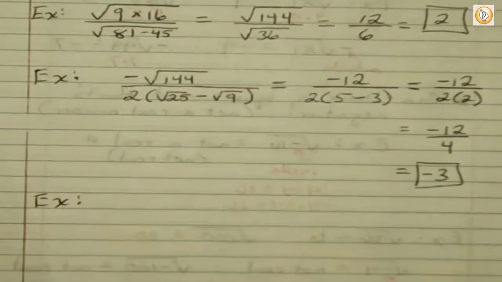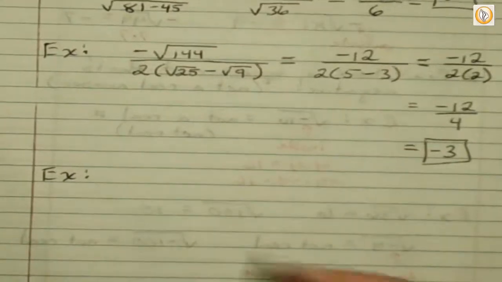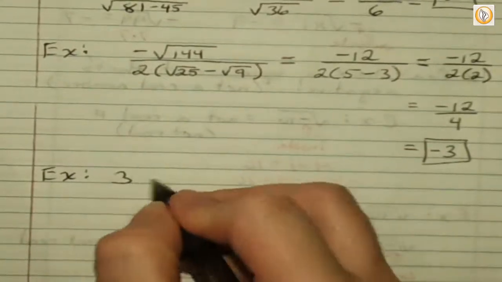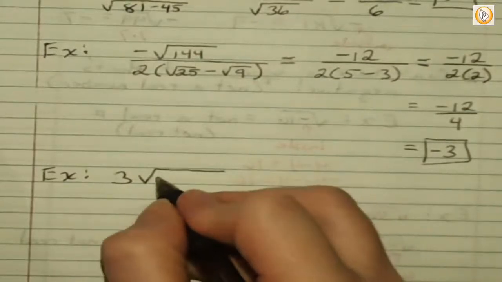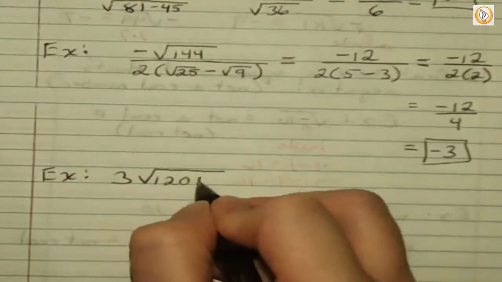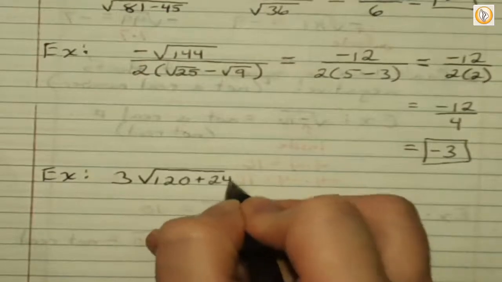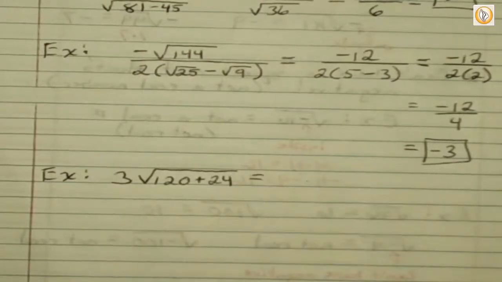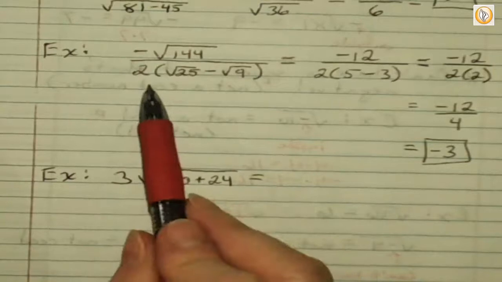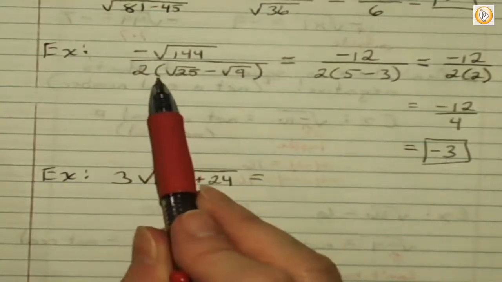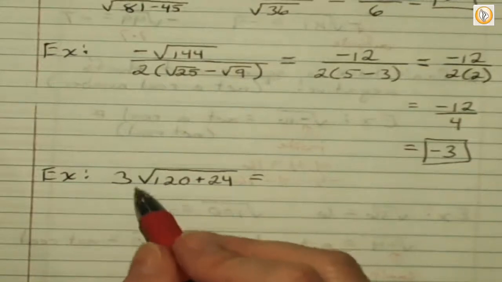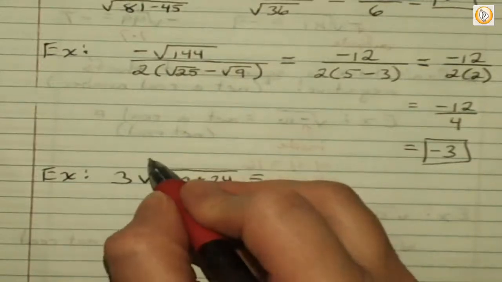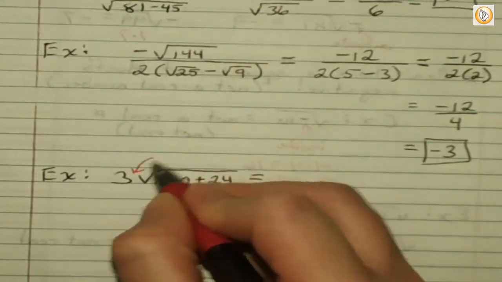8th grade got it. Izzy, you're my victim. 3 times the square root of 120 plus 24. All right, guys, just like up here with the 2 in front of the parentheses, do you see the 3 in front of the radical sign? That means you're multiplying.